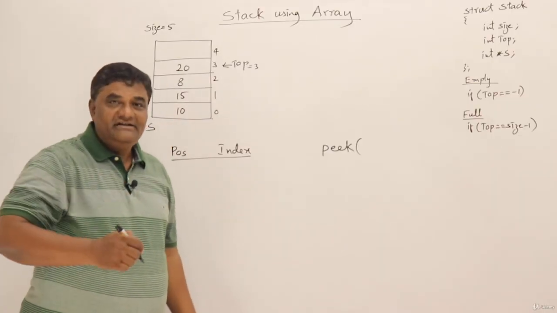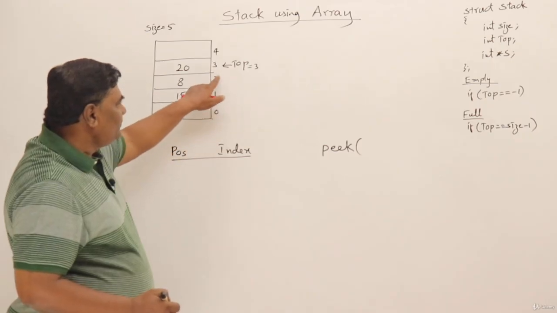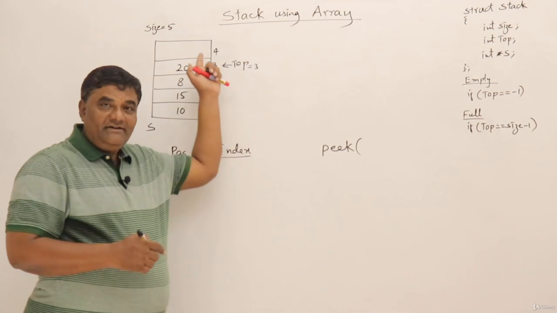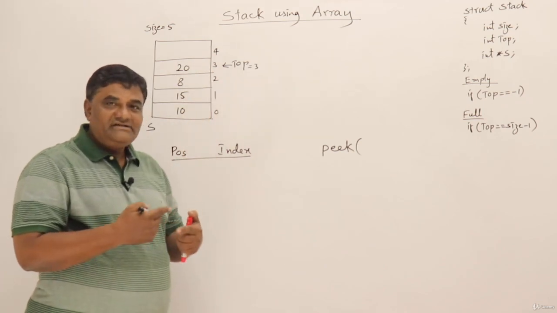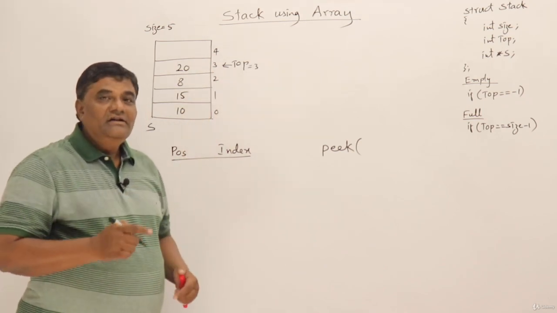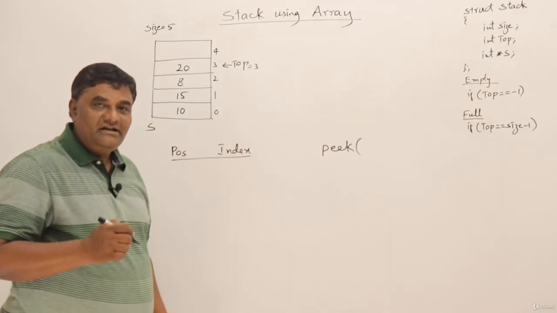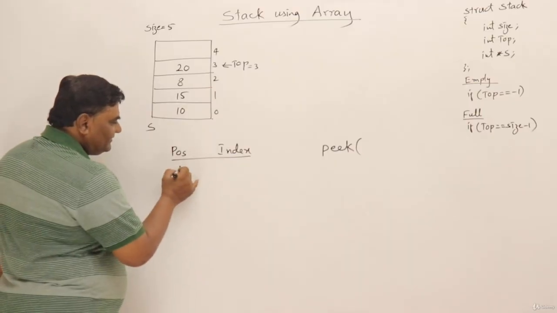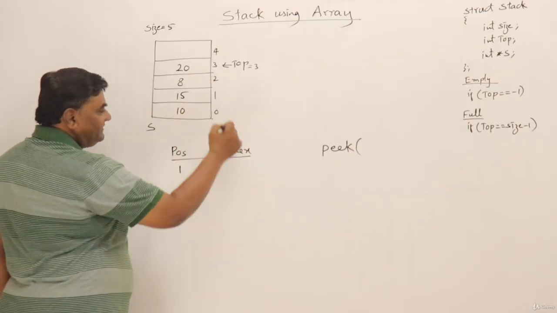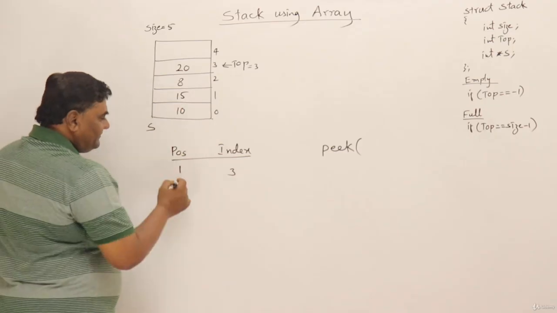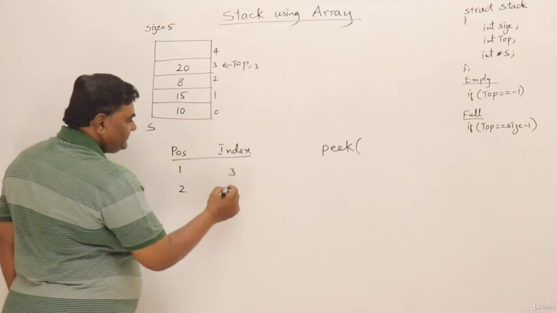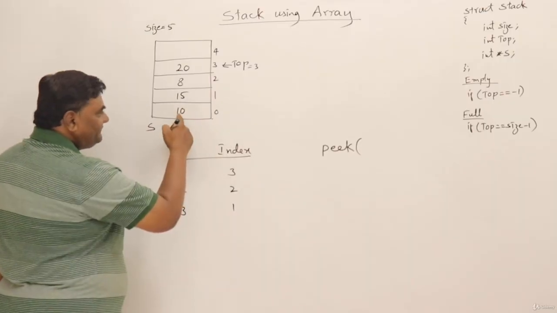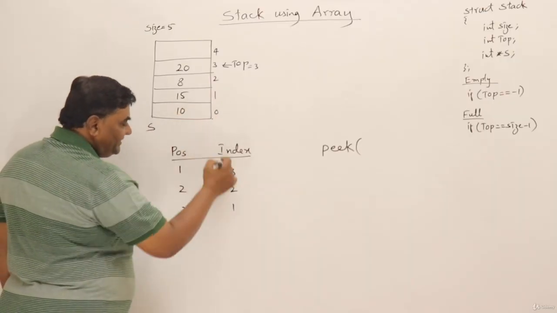Actually, if you see the indices in an array, this is index 0, 1, 2, 3. So the indices are moving up from here. But position means we have to start from the top. So we need some formula to map this. Let us take some examples and study how we can build up a formula. If I say position 1, then what should be the index? 3. If I say position 2, the index should be 2. Position 3, index should be 1. Position 4, index should be 0.